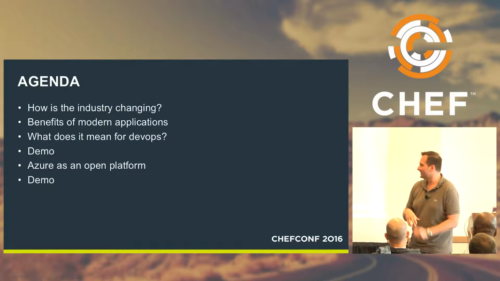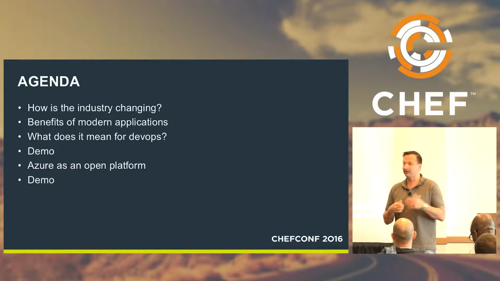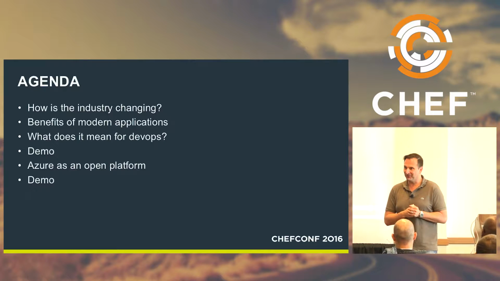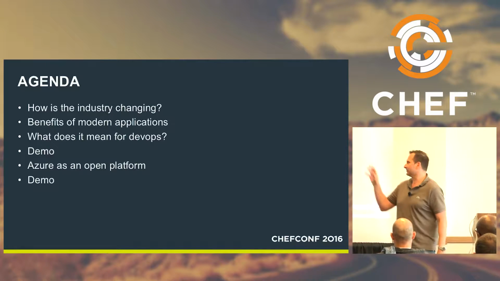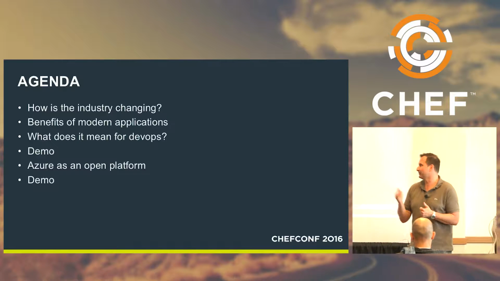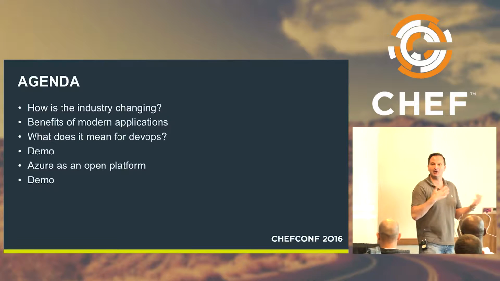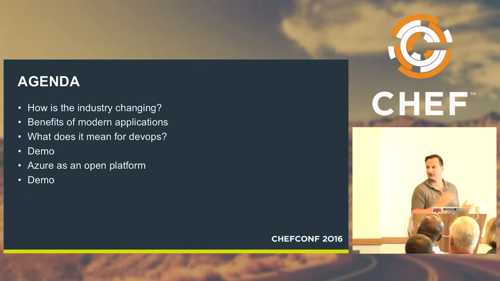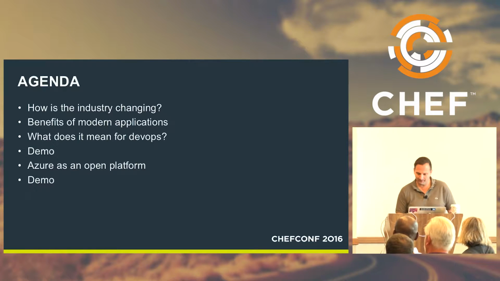Then I'm going to talk specifically about what this new flow means for the DevOps flow, like the modern applications. Then I'll do a demo, and most of you are familiar with Azure, so I'll probably touch on Azure as an open platform because by now you probably know that we support Linux as well, and not just Windows, and we support pretty much all the languages and frameworks that are out there. So I'll briefly touch on that, and then if time permits, I'm going to show you a demo of how to work with Chef on Azure. Does that sound good? All right.